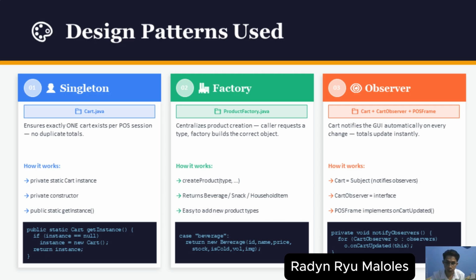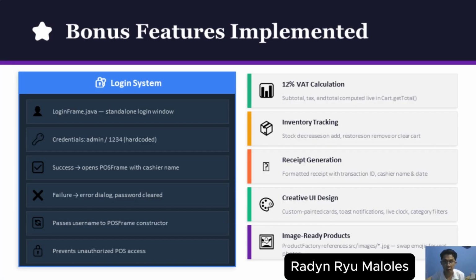Most importantly, we use the observer pattern, so the cart acts as the subject, and whenever an item is added or removed, it automatically notifies GUI observers to instantly update the table and the totals, so no manual refresh buttons are needed. To make QuickMart truly functional, we integrated several bonus features.